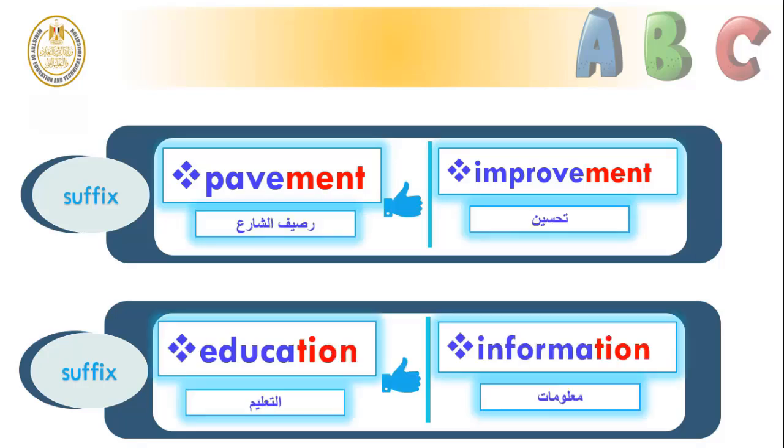Next suffix, education, information. So we change educate, يعلم, إلى noun education. And we change inform, يخبر أو يعلم, إلى information, معلومات. By the way, information is a singular word. Information is.